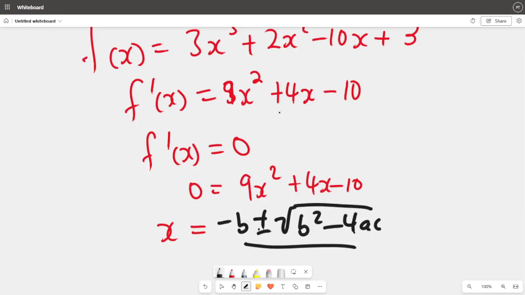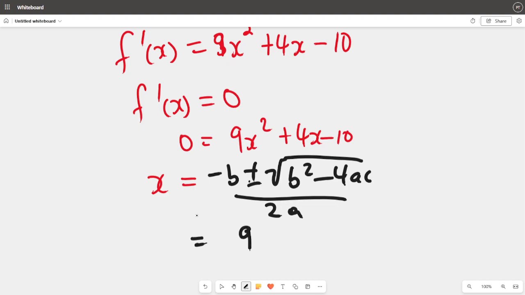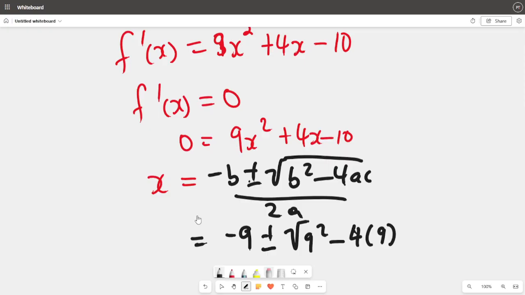When we substitute those values, we're going to have negative 9 plus minus the square root of 9 squared minus 4a minus 4, and then the value of a, it's just 9 itself. Oh, I made a mistake. The value of b is not 9, but rather it's 4. So it's positive 4 right there. And then the value of c right here is just negative 10.